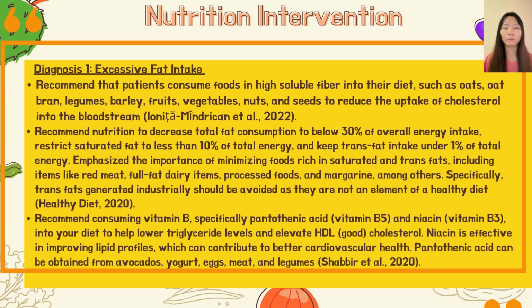Last, we also recommend the patient consume some vitamin B, specifically pantothenic acid, vitamin B5, and niacin, vitamin B3, in their diet to help lower the triglyceride level and elevate the HDL, which is the good cholesterol. Besides, niacin is effective in improving lipid profiles, which can contribute to better cardiovascular health. And pantothenic acid can be obtained from avocados, yogurt, eggs, meat, and legumes.